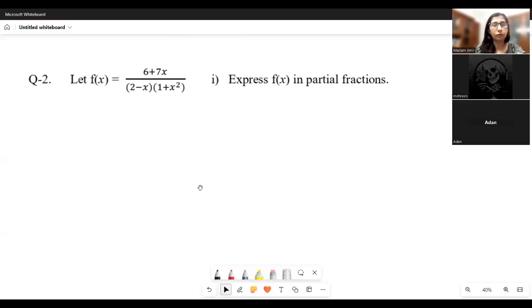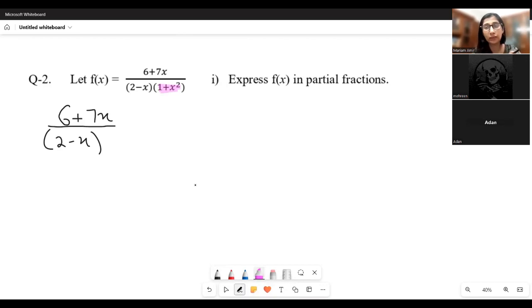Doing a bit more practice from partial fractions. So this question was given as homework and now we're going to discuss it. So let's look at the denominator given to us. We have a linear denominator and a quadratic denominator, and this quadratic denominator cannot be further factorized.